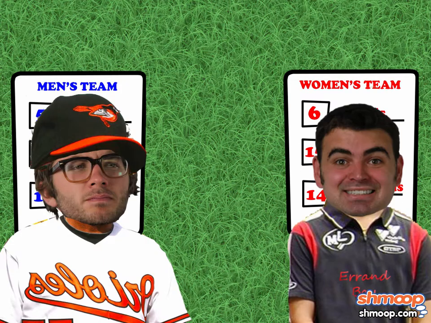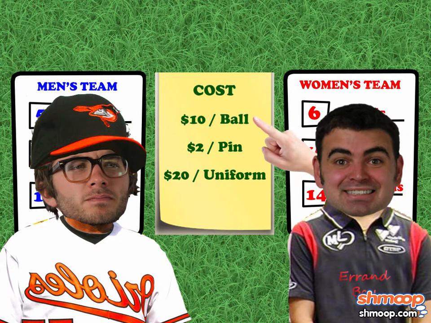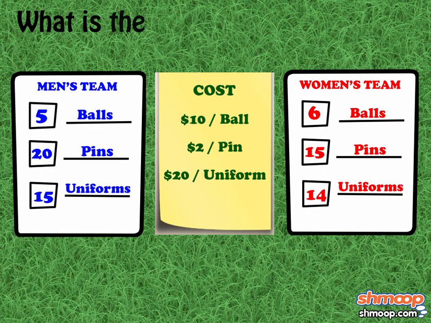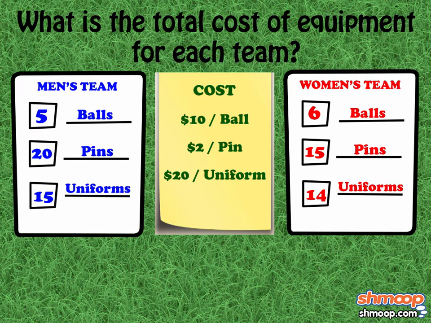The coach tells Jerry that it costs $10 per ball, $2 per pin, and $20 per uniform. What is the total cost of equipment for each team?